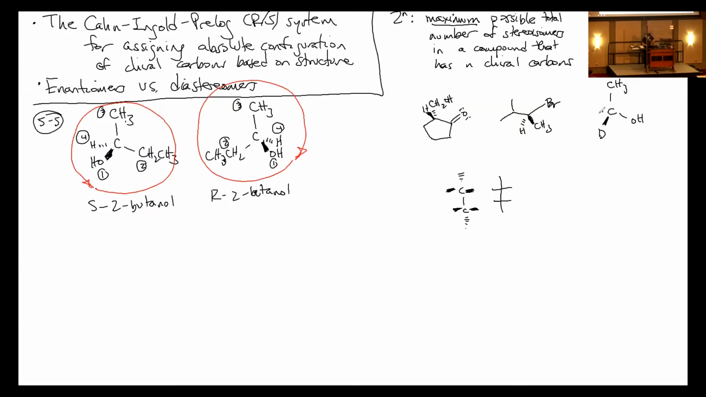I'll be a meanie. And I'll even put the methoxy back. So what if you're not given a case where the lowest priority group is already in the back?